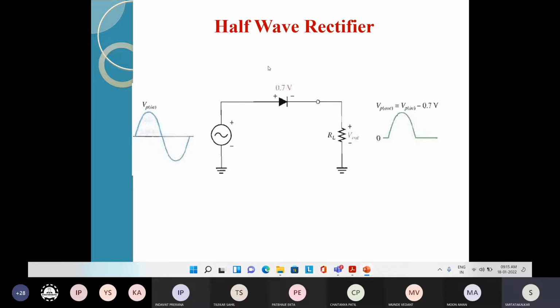Diode, what is the diode? It is a PN junction diode. What is the working of a PN junction diode? In the P region, there are holes, and in the N region, there are free electrons. The electrons move to the P region, and the holes move from left to right, to the N region.